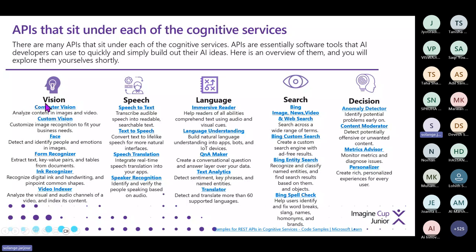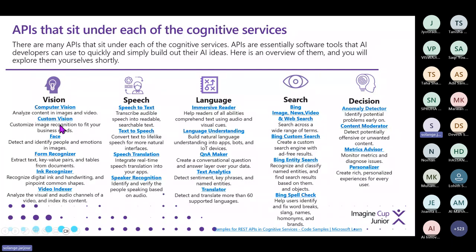For example, under vision, we have computer vision, which analyzes content in images and video. As I showed you in the previous examples with video, we detected faces, and we detected whether people were covering their mouths or had a high temperature. This falls under computer vision.